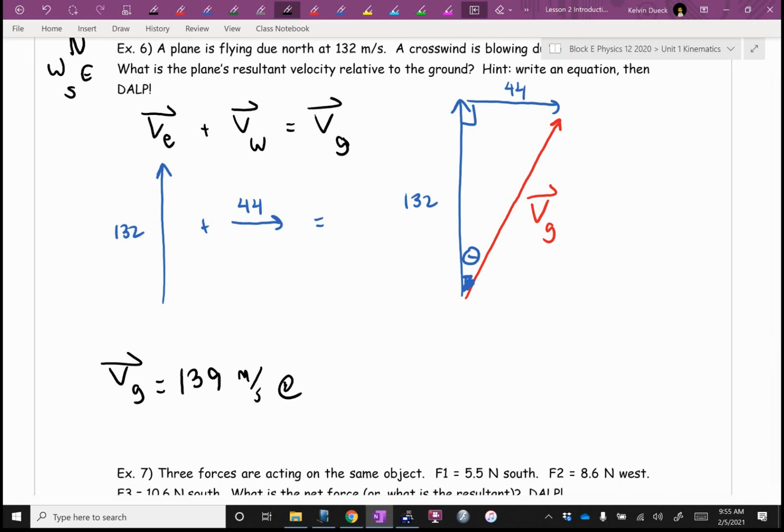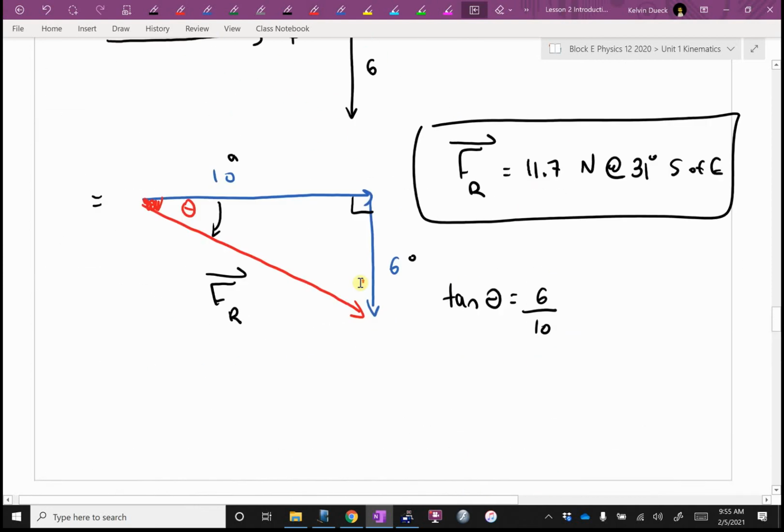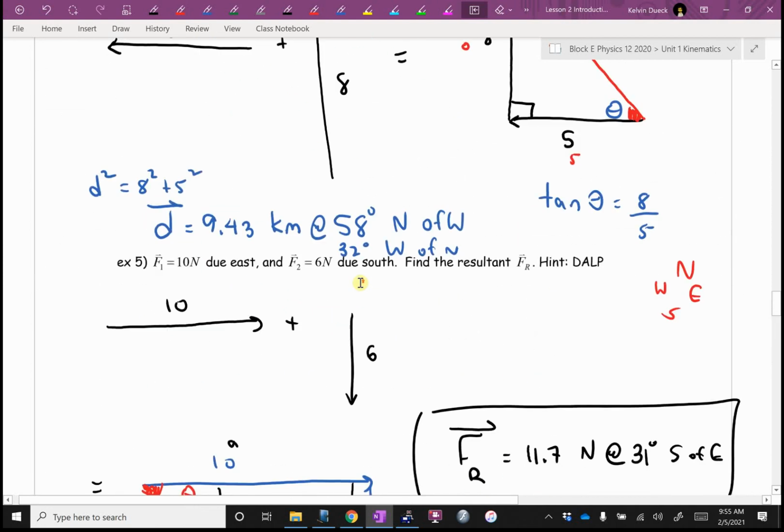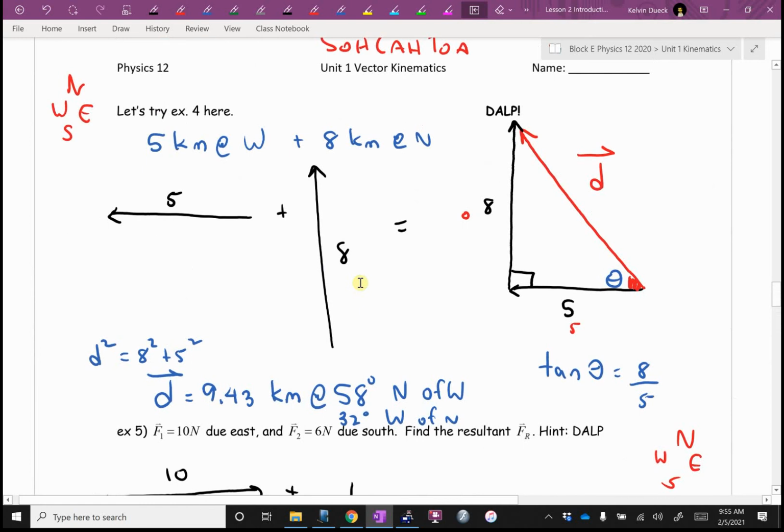At that 44, opposite, adjacent, or hypotenuse. What about that 132? Mr. Duick, I notice it's tangent again. I notice it was tangent here and tangent here. Will it always be tangent? No, but usually.